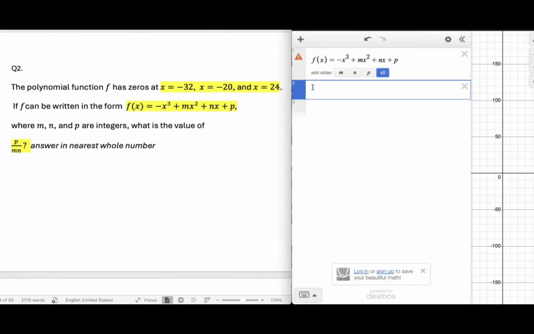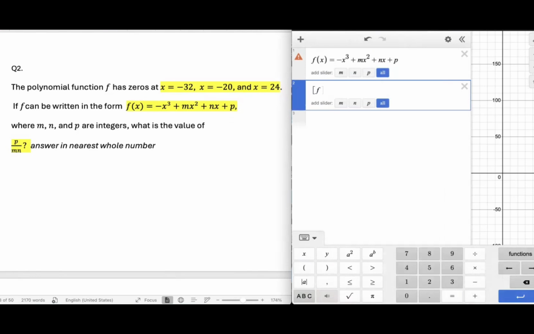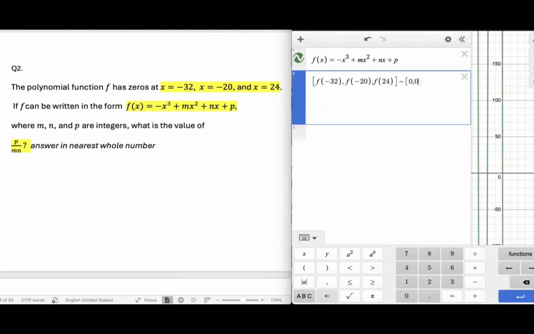What we're going to do, the regression, we say, okay, f of, you have to use f of what? Minus 32. That means when x is minus 32, right? F of minus 20, then f of 24, all close, regress to what are your answers? They are zeros. So zeros, 0, and 0, 30. And we get the same answer, minus 28, 30, 28, N is that, P is that.